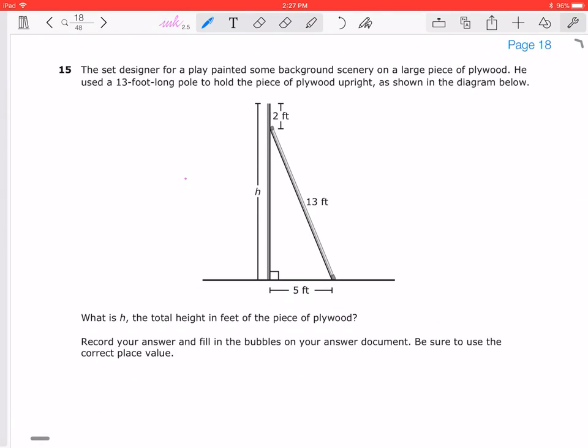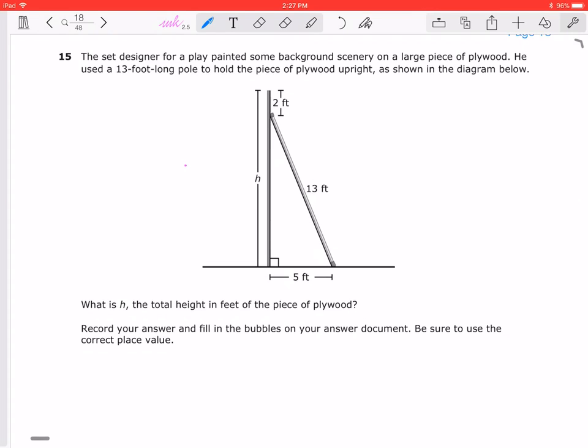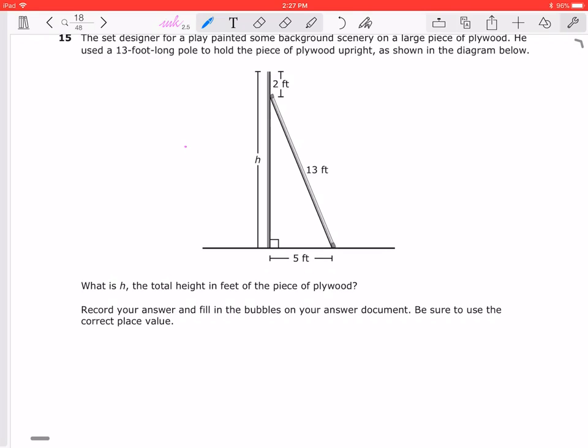All right, problem number 15. A set designer of a playground painted some background scenery on a large piece of plywood. He used a 13-foot pole to hold the piece of plywood upright, as shown in the diagram below. We have h, 13, 5, and 2. What is h? The total height of the plywood in feet. Now look, this here is h.